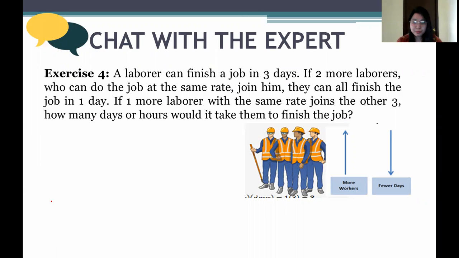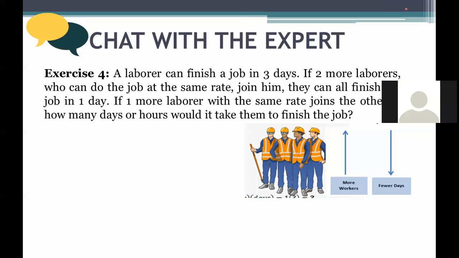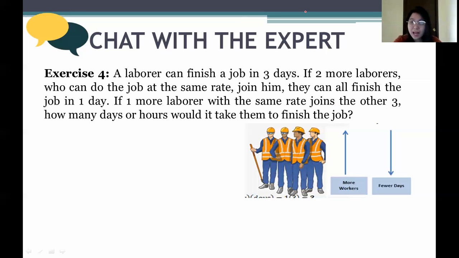Here's problem number 4. A laborer can finish a job in 3 days. If there are 2 more laborers who can do the same job at the same rate, join him, they all can finish the job in 1 day. If 1 more laborer with the same rate joins the other 3, how many days or hours would it take them to finish the job?